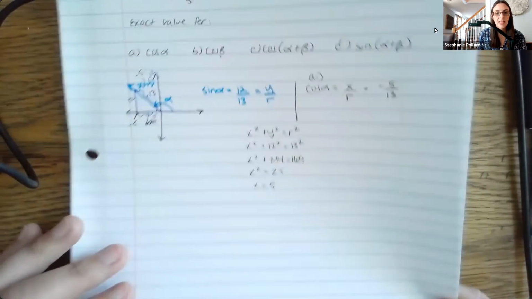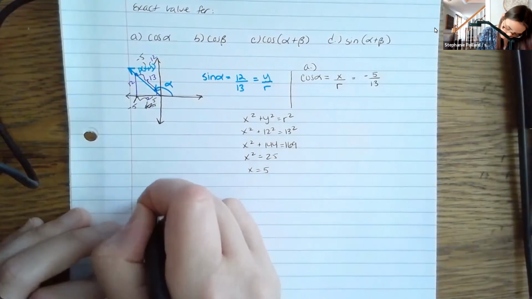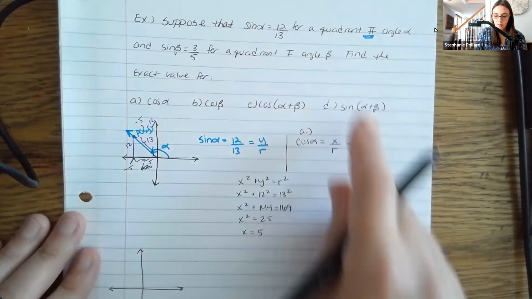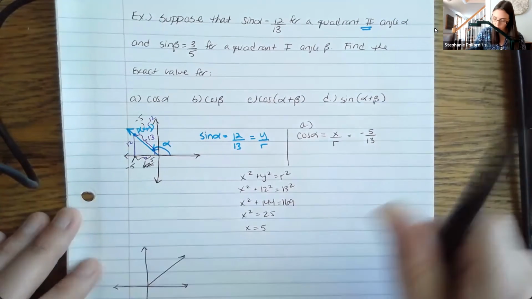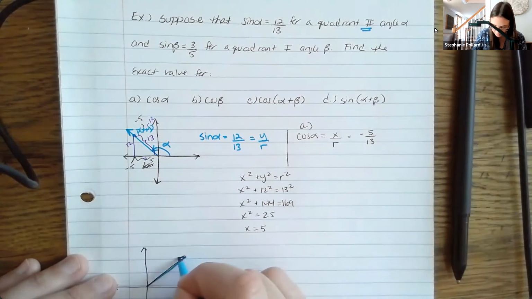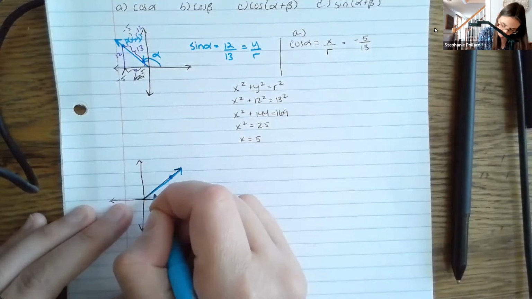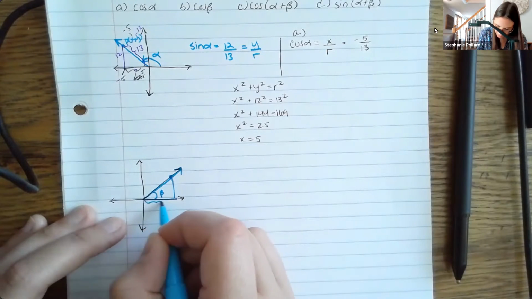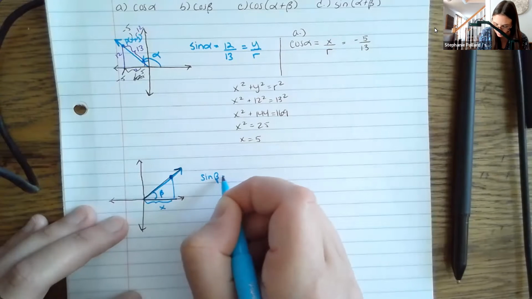Now we're going to do something similar, but for the second example, we're going to use beta. So again, I'm just going to draw the picture here. And for our beta angle, it's going to be in the first quadrant, which makes things a little bit easier. Let's call this our point. And we know our sine is going to be 3 over 5. So this is our angle here. And again, this is going to be our x. Here's our point. And I know that sine of beta is 3 over 5.